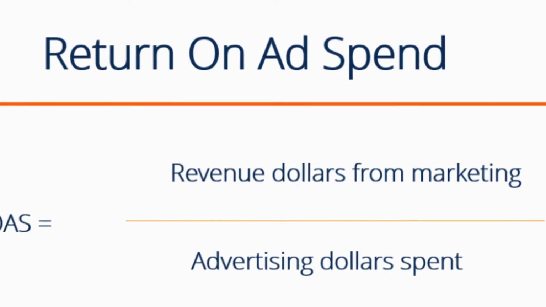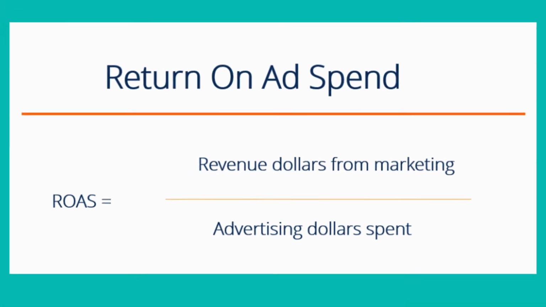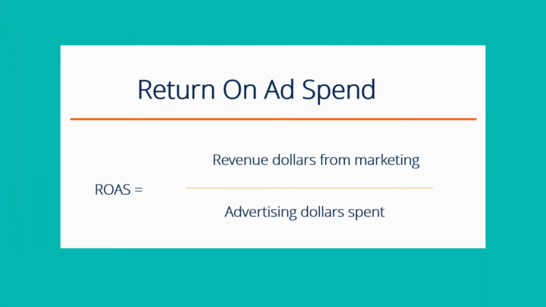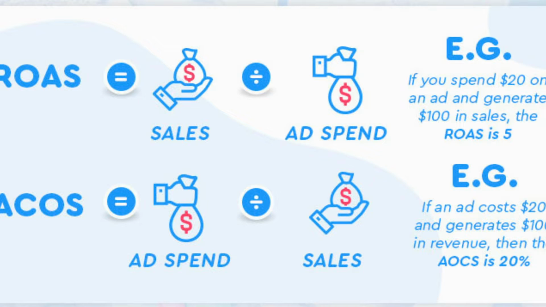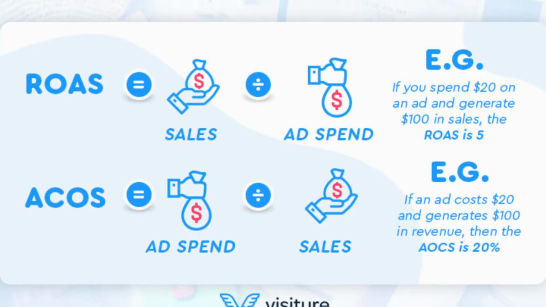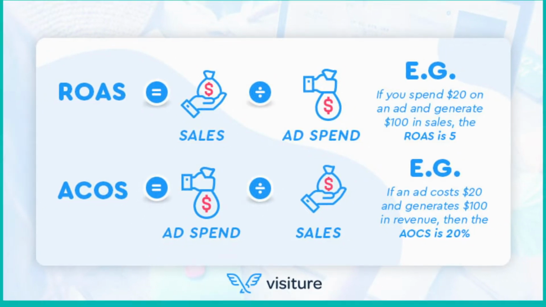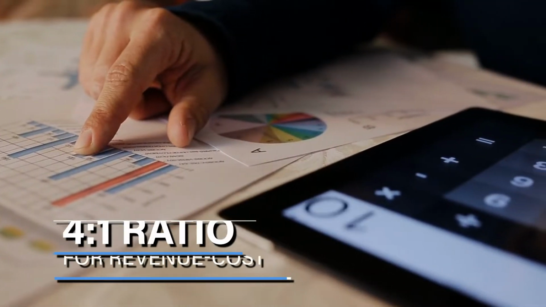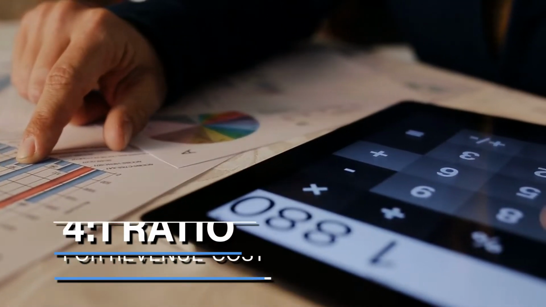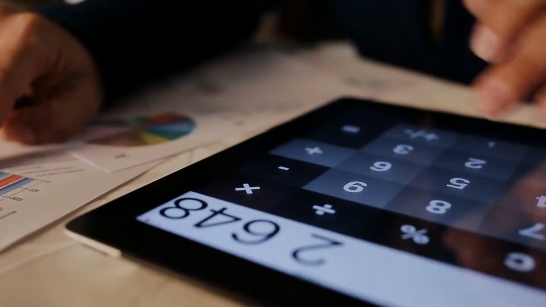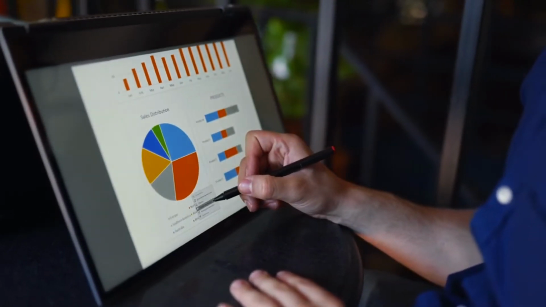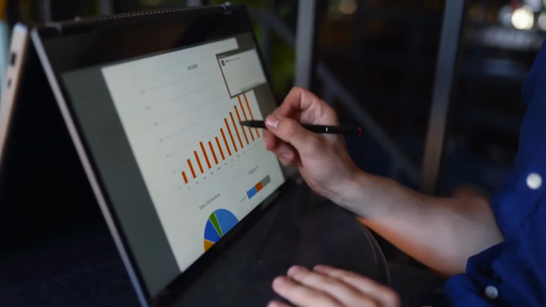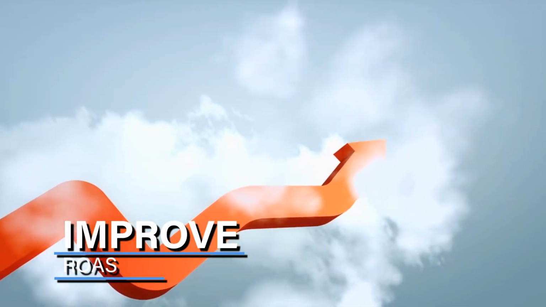ROAS, return on ad spend, measures the amount of revenue generated per dollar spent on advertising. A good ROAS depends upon factors like nature of the industry, profit margins, average pay per click, and many more. Companies usually target a 4-to-1 ratio for revenue cost. However, it has been seen that the average ratio of ROAS is 2-to-1. In today's topic, we'll discuss a few tactics that will help you improve your ROAS.